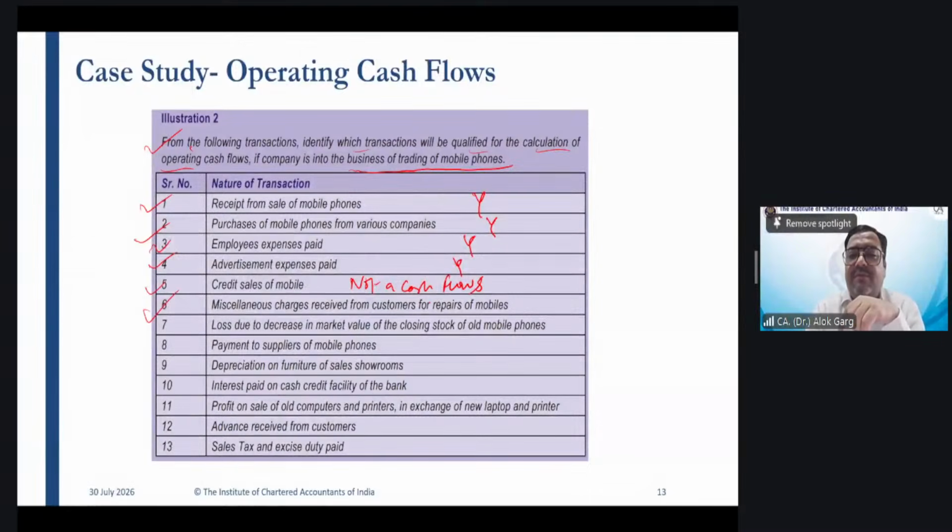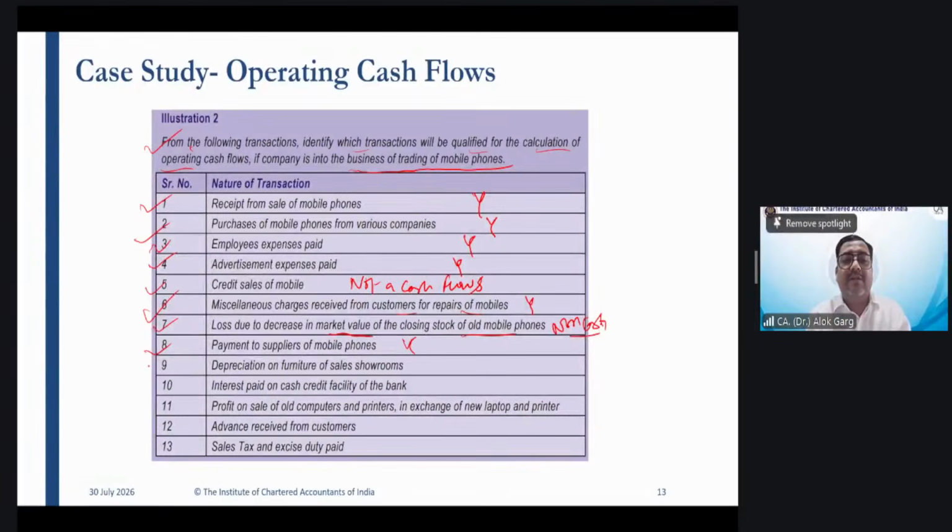Miscellaneous charges received from customers for repair of mobiles. Yes, it is also relating to the operating. Loss due to decrease in market value of the closing stock of old mobile phones. The company has an inventory of old mobile phones and there is an impairment loss because market value has gone down. It's a non-cash item. It's an impairment due to decrease in market value. Okay. Payment to suppliers of mobile phones. It's an operating item. Yes.